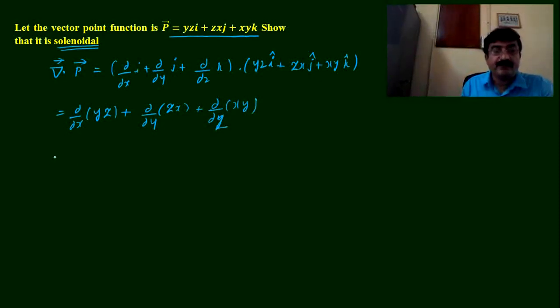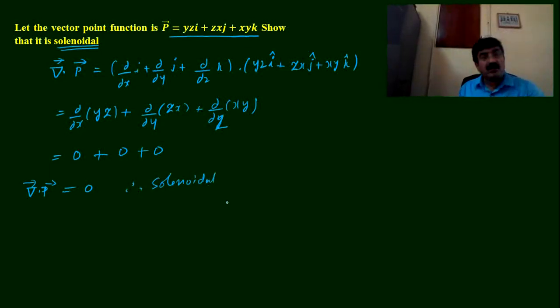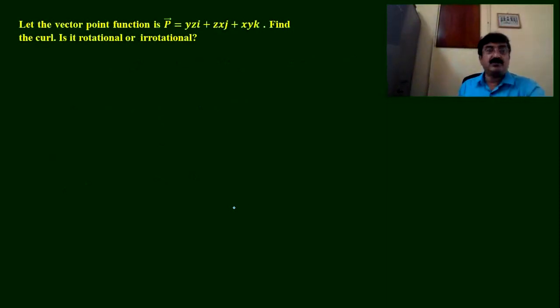Okay, in the first term there is no x, therefore it is 0, no y, it is 0, no z, therefore it is 0. Ultimately del dot P is equal to 0. So that means the given vector is solenoidal. So to show solenoidal, you just find out the divergence, see that the divergence is 0, that's all. Okay, now comes the next question.